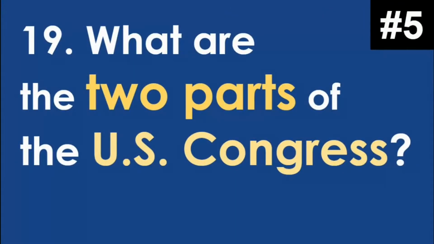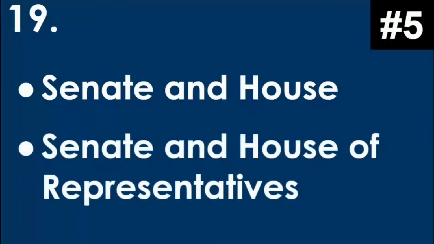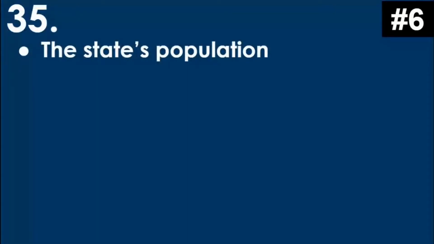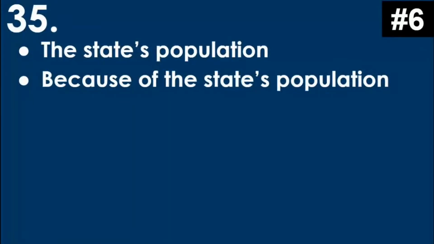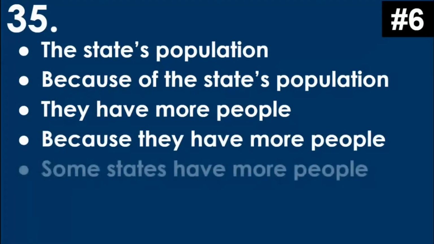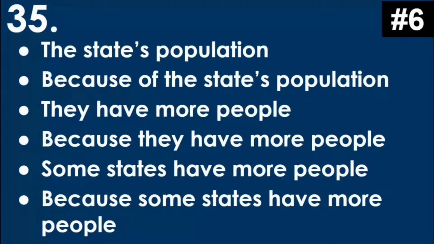What are the 2 parts of the U.S. Congress? Senate and House. Senate and House of Representatives. Some states have more representatives than other states. Why? The state's population. Because of the state's population. They have more people. Because some states have more people.